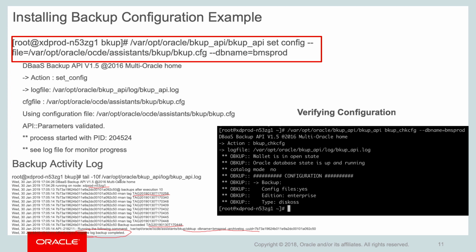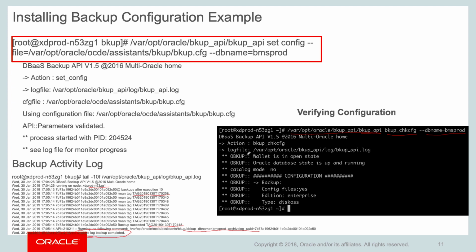Another thing, even before attempting this backup configuration, you might be interested in knowing if there is already a backup set for the database. So how would you be able to know that? Backup API provides the backup check config command as an argument, and you can specify any database name you want to check whether a backup is there or not. In this example, I have logged in as root user, and then I'm specifying this backup API with the backup CFG argument, passing the database name in it.